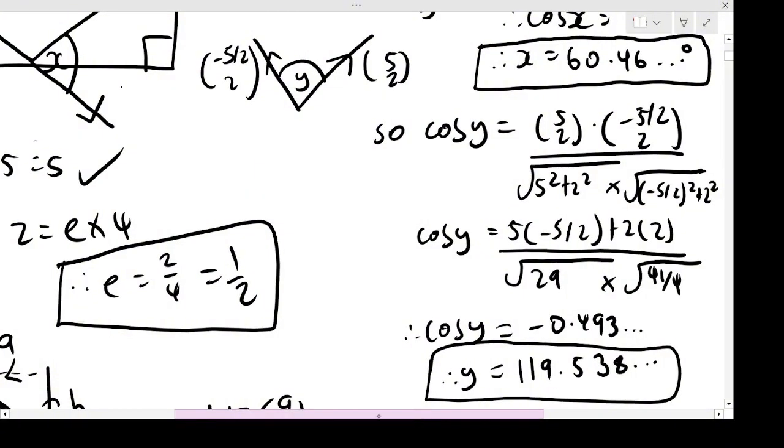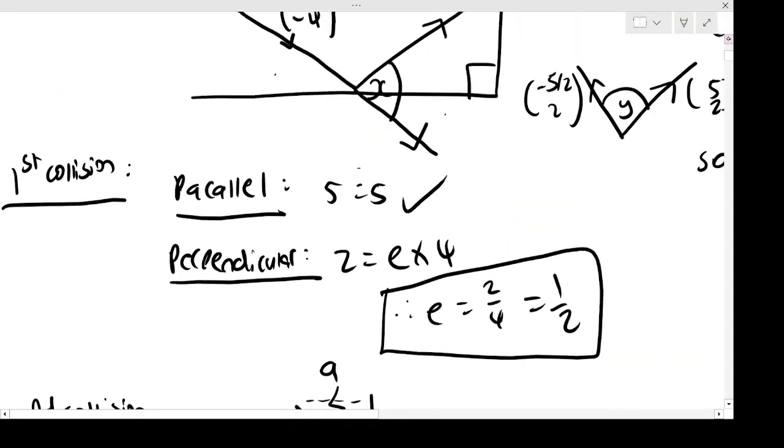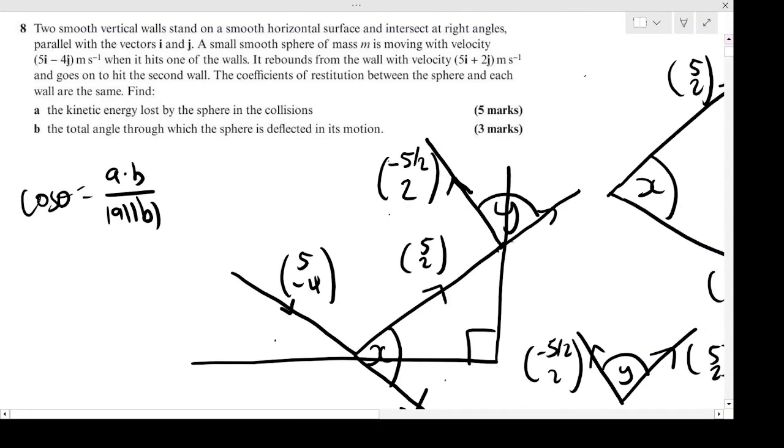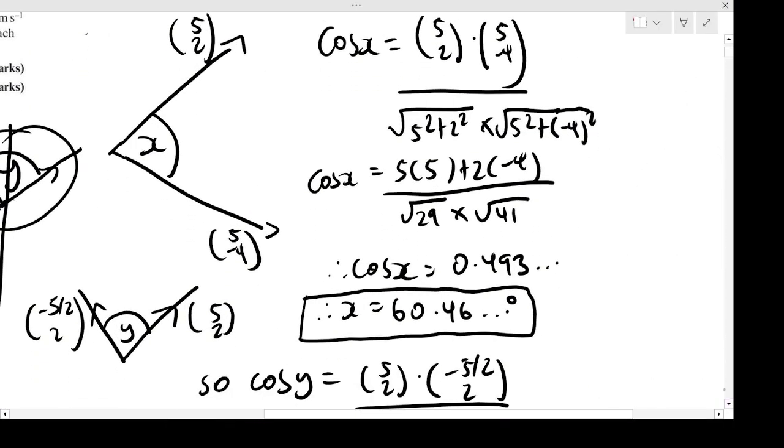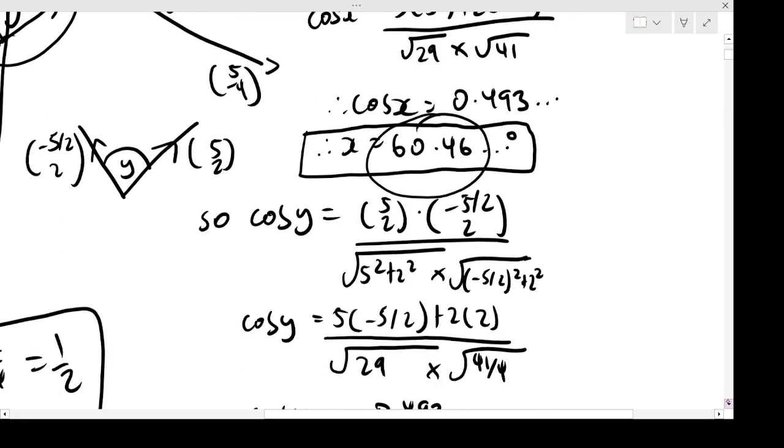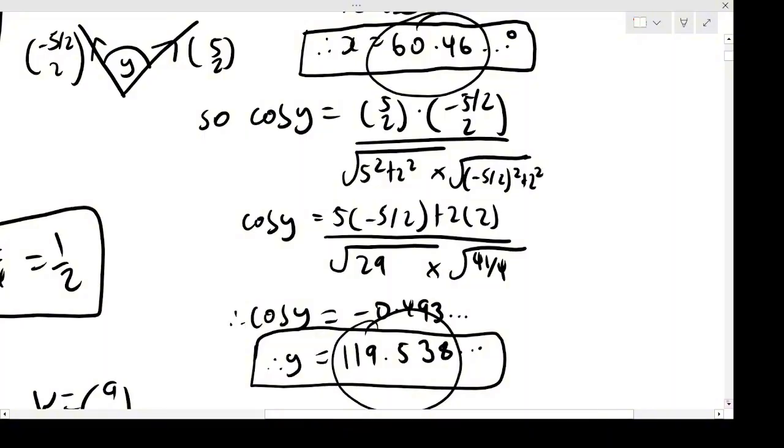Now, those are my two individual angle deflections for my two individual collisions, but they want the total angle deflection. What I'm saying is that my direction is changing by x degrees, and then it's going to change again by y degrees. That's what the angle deflection is doing. So the direction changes by 60.46 degrees, and then it changes by a further 119.538 degrees. Hopefully happy with that.